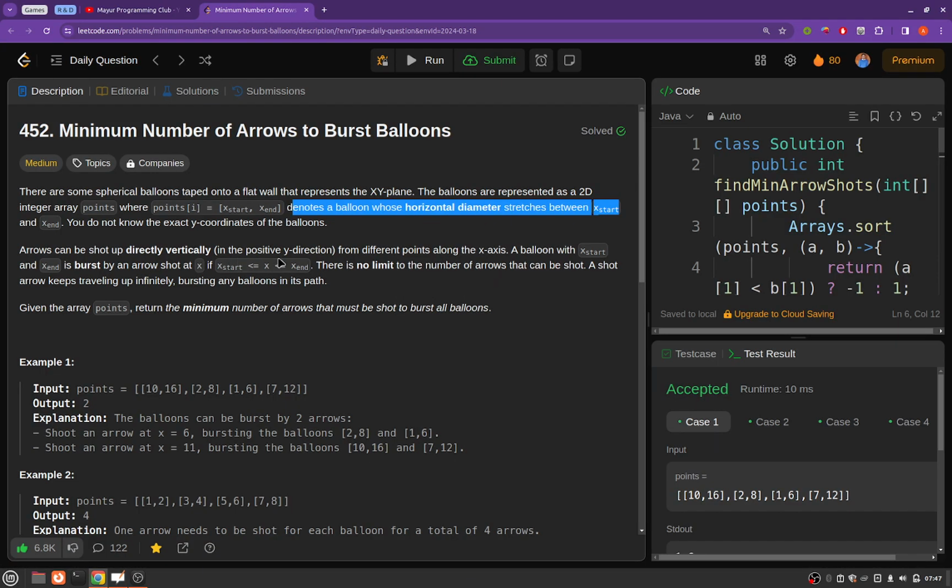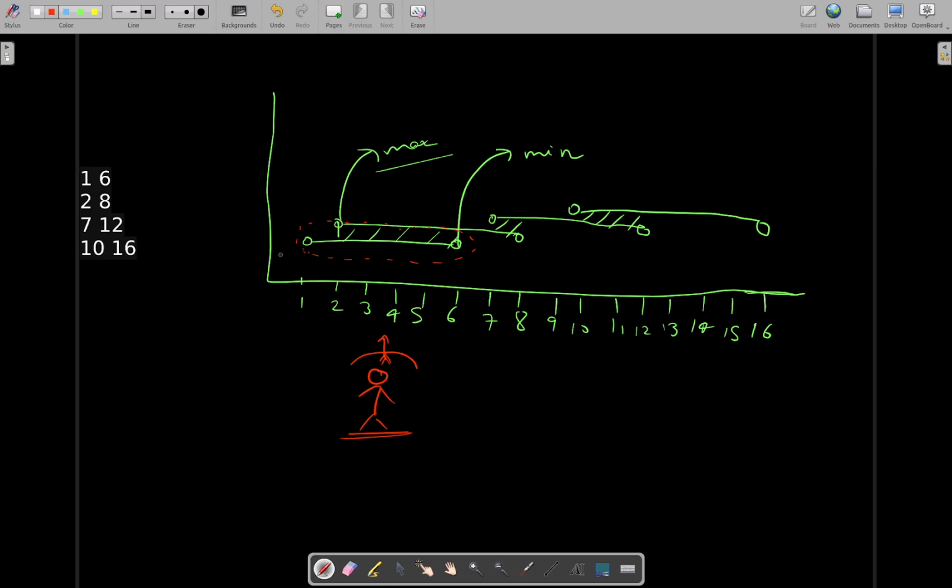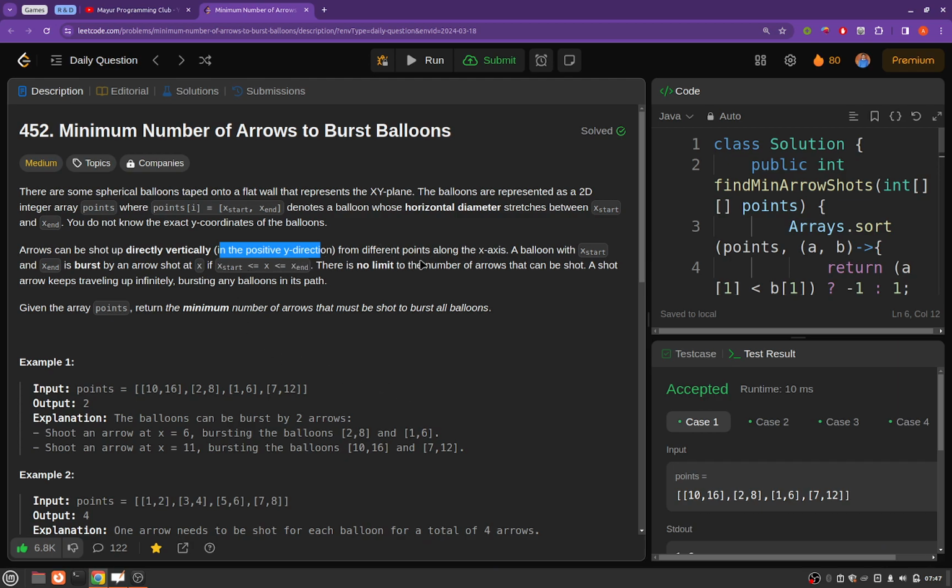Now moving back towards the problem statement, arrows can be shot directly vertically up in the positive y direction. As I told you, these will be in the positive y direction. It will be the y axis and this will be your x axis. There is no limit to the number of arrows that can be shot. A shot arrow keeps traveling infinitely.